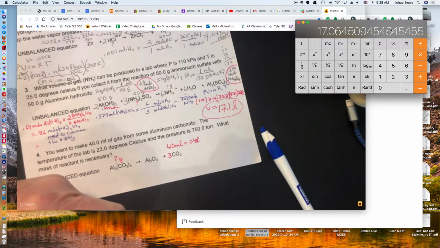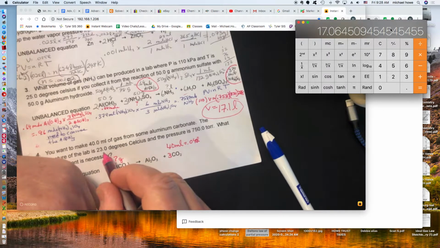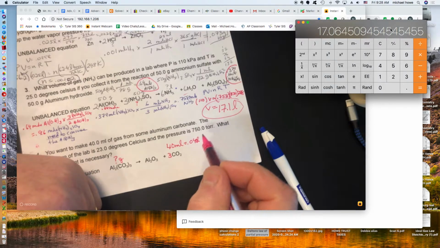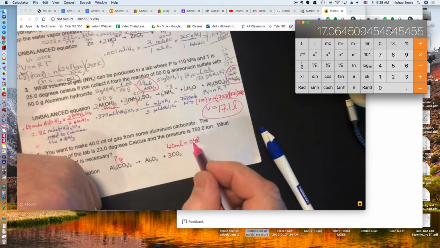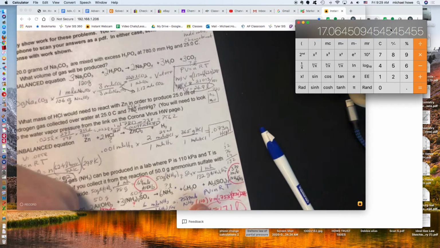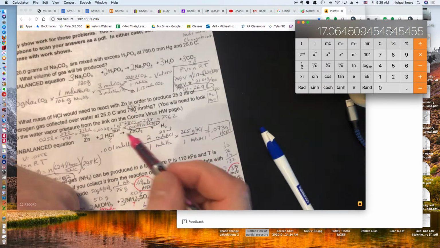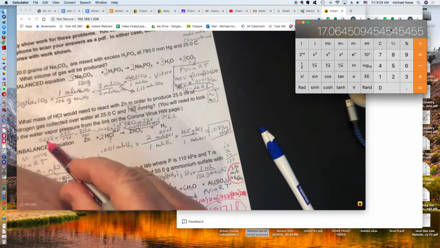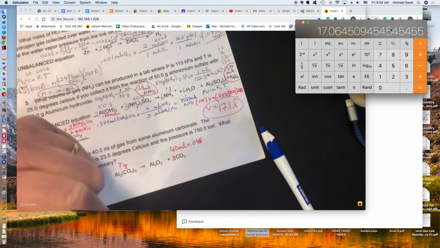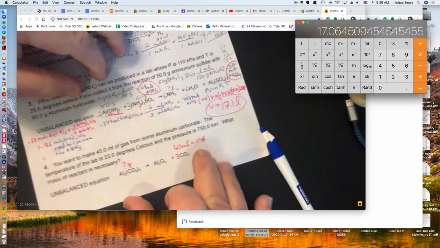Can you go straight to moles by using the 22.4? And the answer is no, because the temperature is not 0 degrees and the pressure is not 760. So what you have to do is either change this volume to standard and then use the 22.4, like we did up here, where I showed you on this one. You can change it from lab conditions to standard conditions. The easier way, I think, is to use PV equals nRT to find the moles of gas.